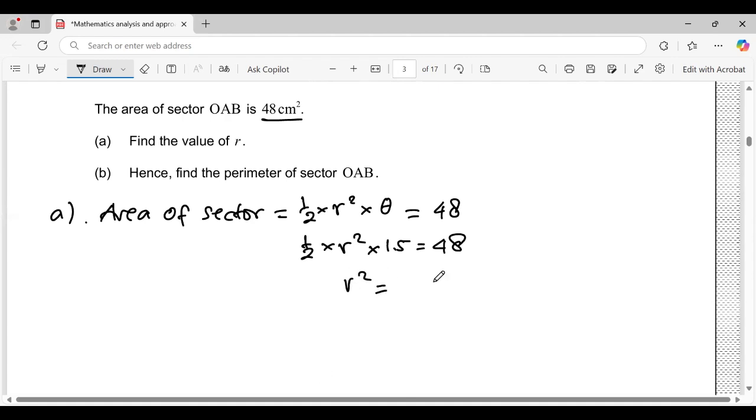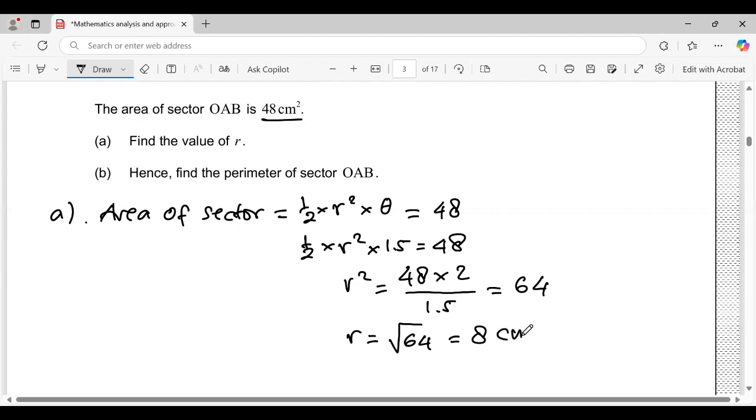So r squared equals 48 multiplied by 2, divided by 1.5. If we calculate, the result is 64. So we can determine r equals the square root of 64, which is 8 centimeters.